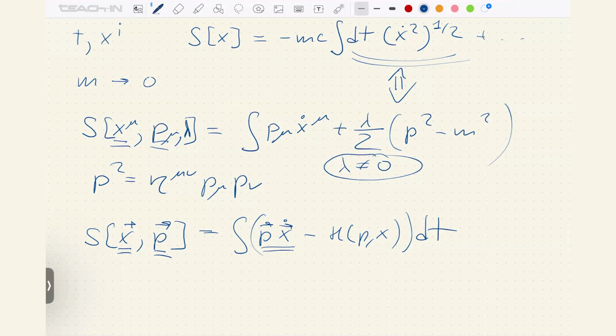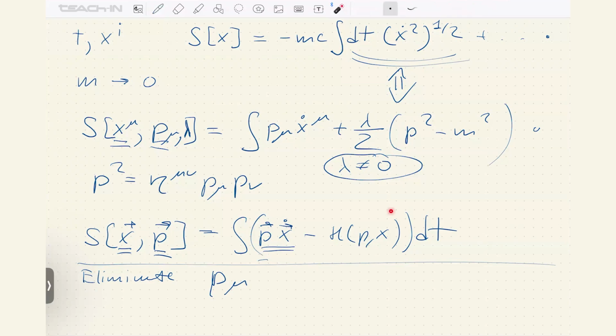This action and this action and this action, they are equivalent. And to see this, what we need is to actually eliminate p momenta. Because, for instance, how do we show that this action, in case of a non-relativistic particle, is equivalent to a standard second-order action? We consider equations of motion for p.